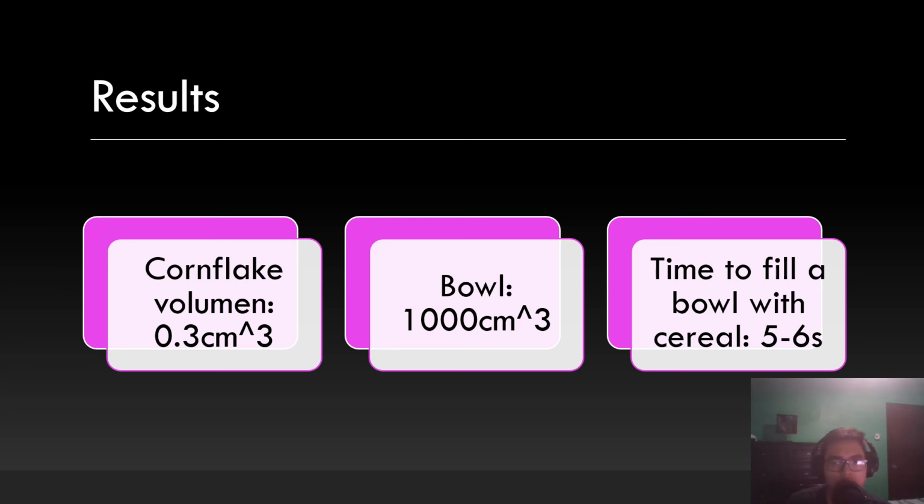The experiment is not that hard. The hardest thing about it is taking the time for each centimeter because it's so fast. For this, I had to use a chronometer and make a list for the different times. But finally, I can say the average time it takes to fill a bowl with cereal is from 5 to 6 seconds.